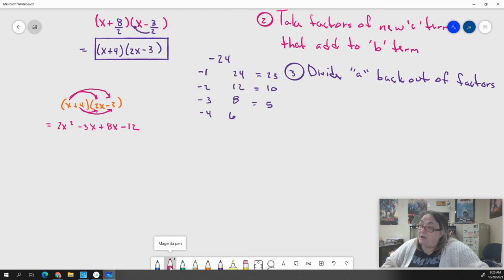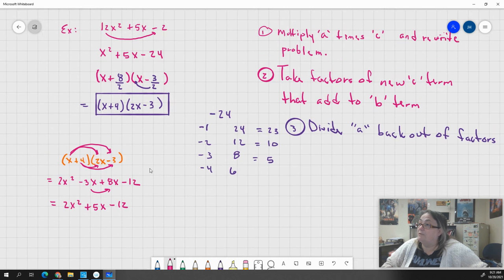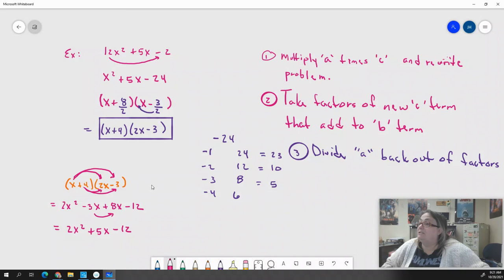And now we have to just combine these like terms in the center, right? So I wind up with 2x squared, negative 3 plus 5 is plus 5x, minus 12, right? Took us back to our original equation. Did it? No, it did not. What did I do wrong?